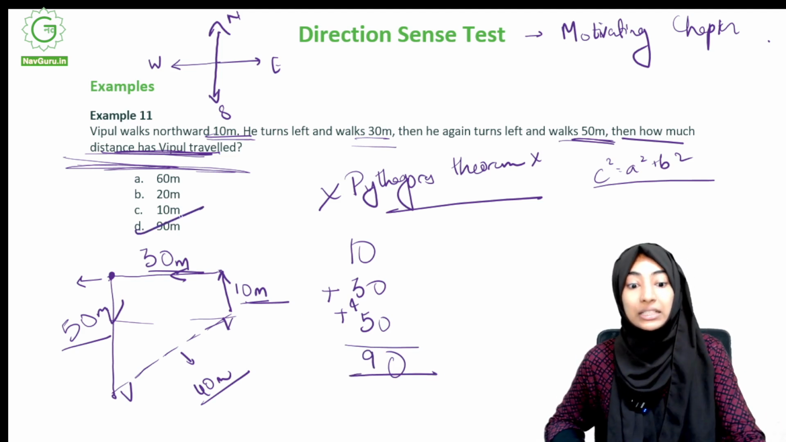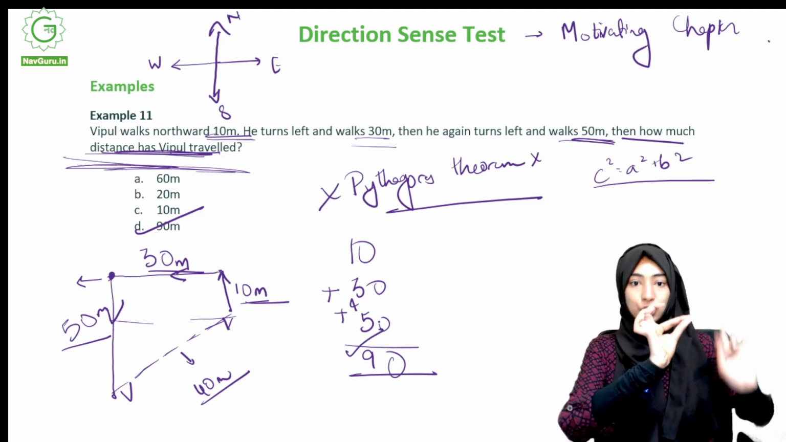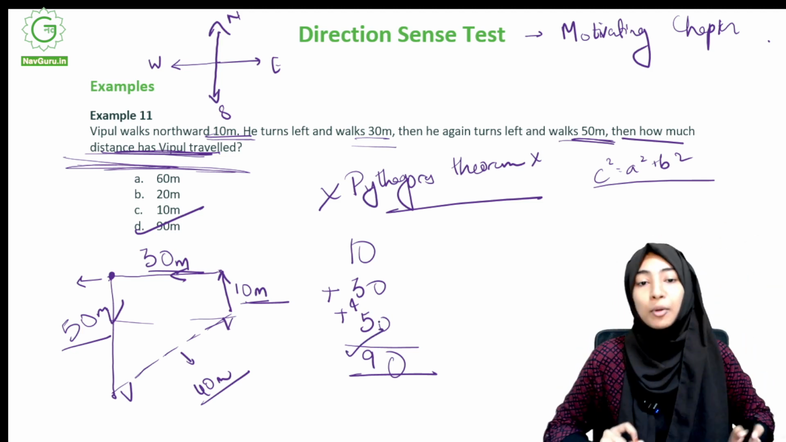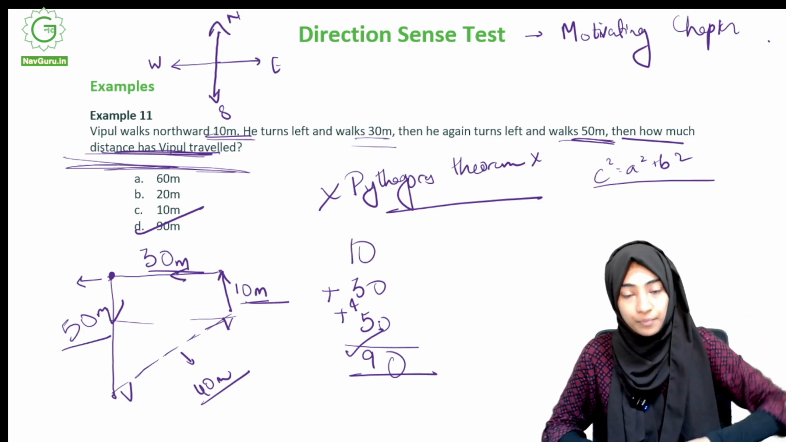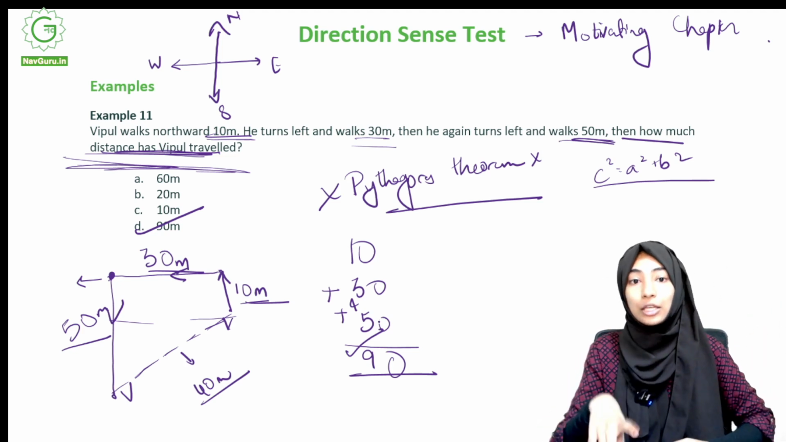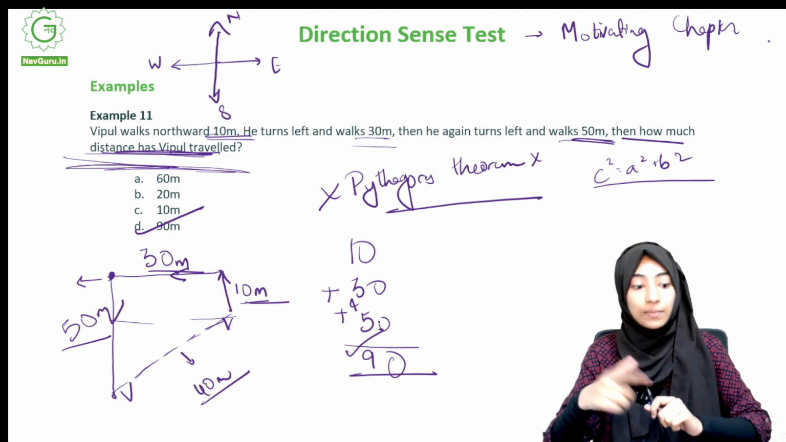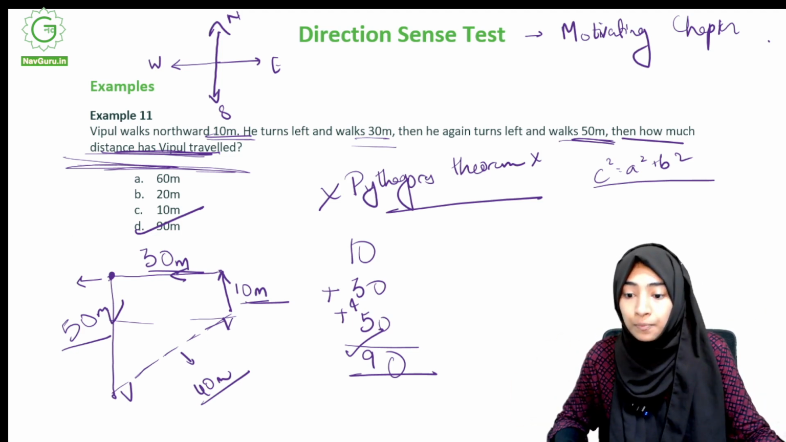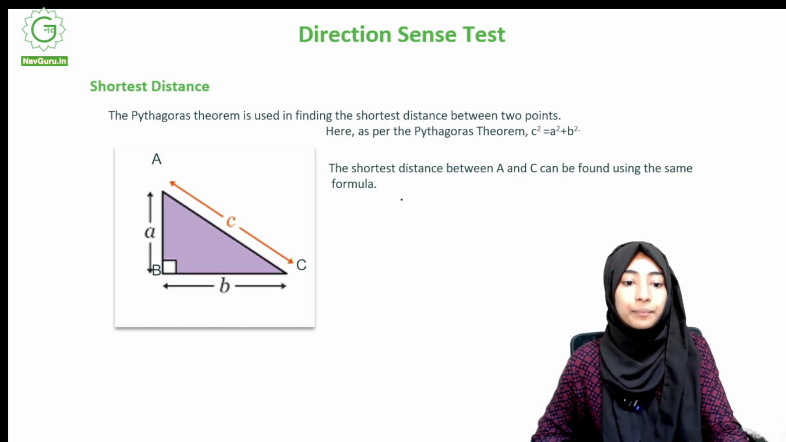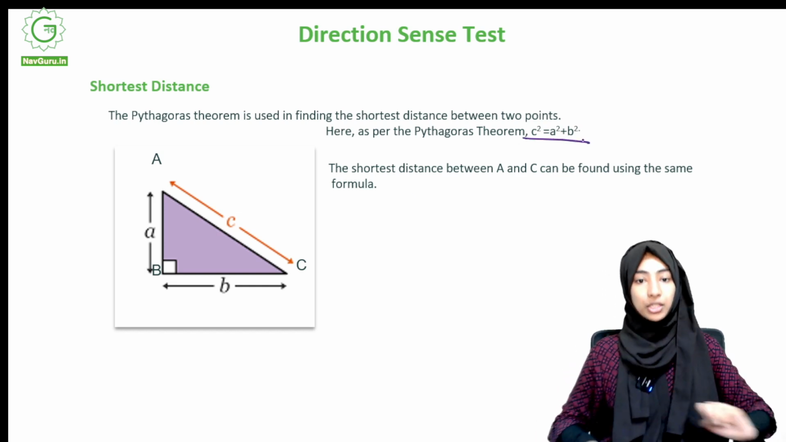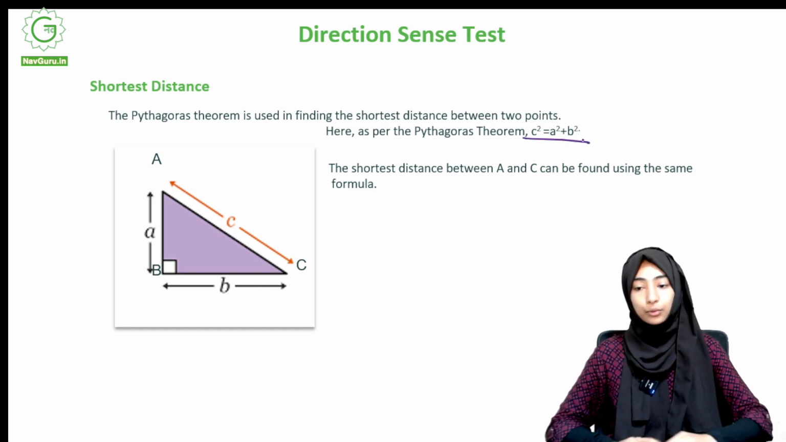So when you are asked for the distance traveled, you need to find the actual distance that the person has traveled. But if you're asked for things like how far is the person from the initial position, then you find the shortest distance. So that is where you use the shortest distance concept. I hope you guys remember the shortest distance concept. Yeah, this is it, right? So basically the shortest distance can be found using this formula. So that's how you do this question.